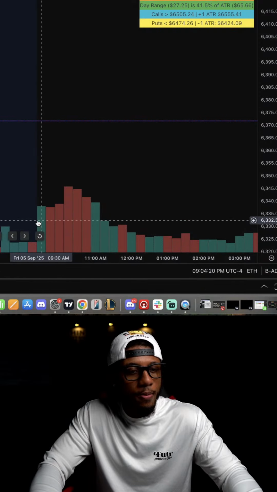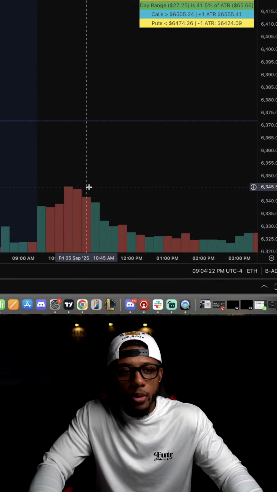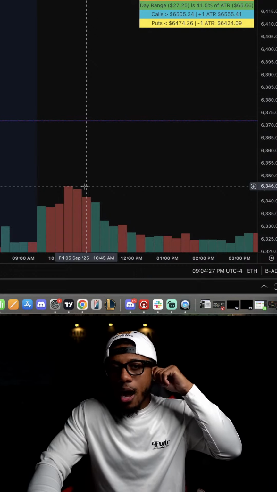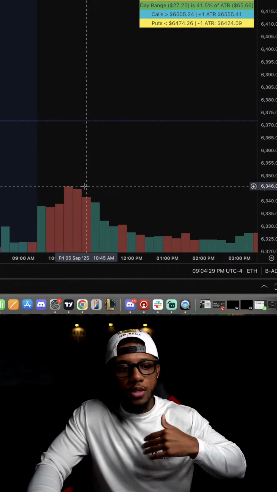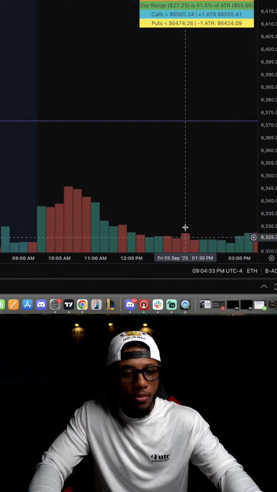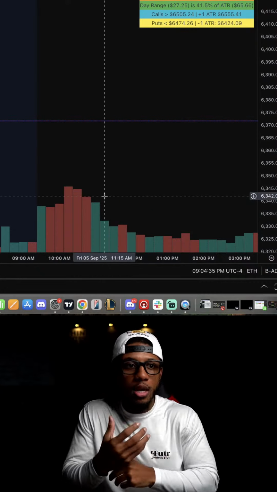Y'all see these right here? This is called the volume indicator. This is how much money or orders is coming into the market during particular time frames. This is the volume, right? How much volume is coming in?